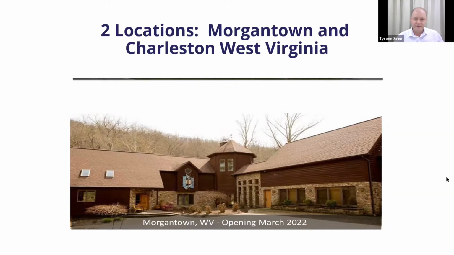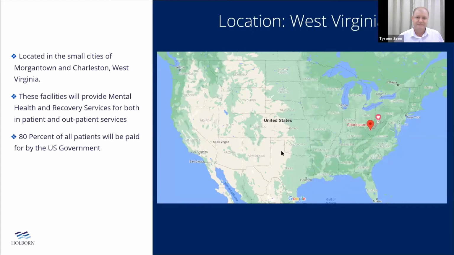So here's one of the current projects that you'd be investing into. It's located in a city called Morgantown, West Virginia. The state of West Virginia is unfortunately considered the epicenter of the opioid crisis. And you'll actually be investing into 2 different clinics, one in Charleston and the other in Morgantown. So here are the 2 clinics.